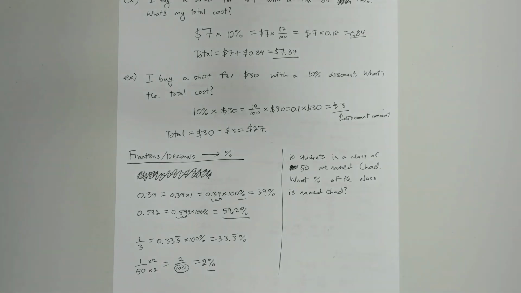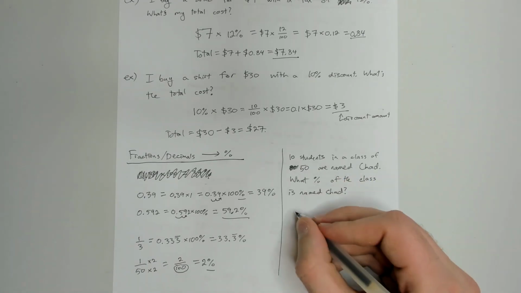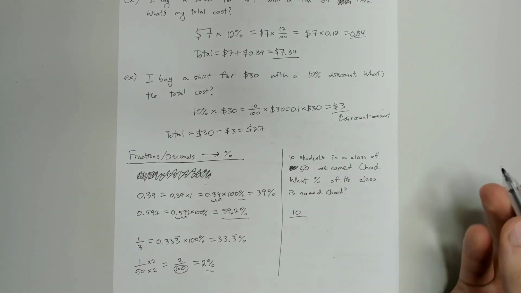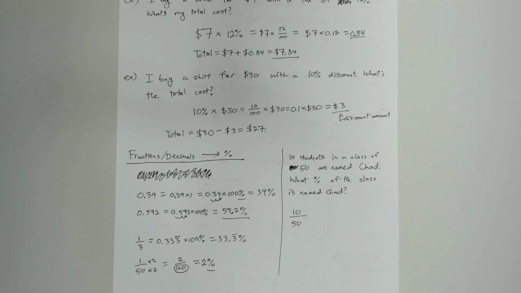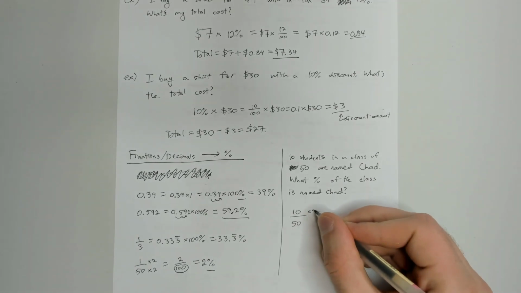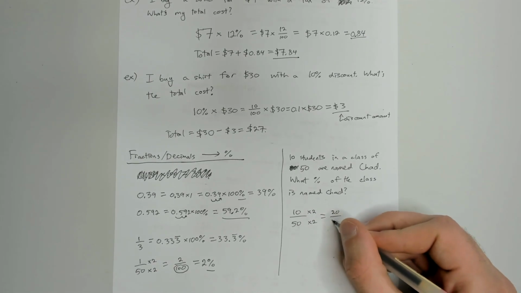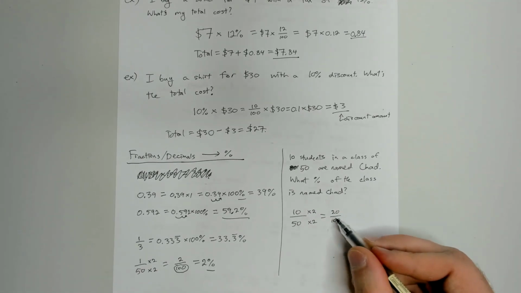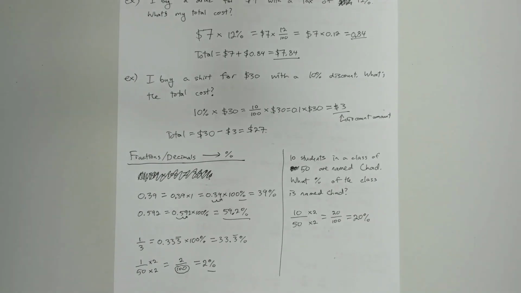Well, let's start with a proportion. So the amount of students who are named Chad is 10, right? So that's our numerator. And the total class size is 50. So that's our denominator. Now when we want to convert this into a percentage, we know that 50 goes into 100 easily, right? We can just multiply the numerator and denominator by 2 each, and that's going to give us 20 over 100. And since we have the dividing by 100, we know that this is 20%. So that means 20% of the class is going to be named Chad.